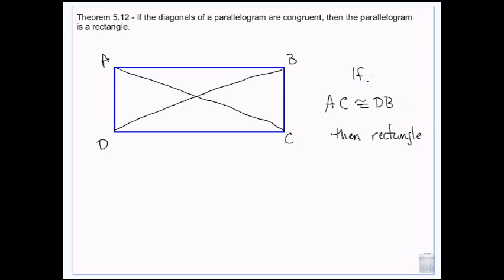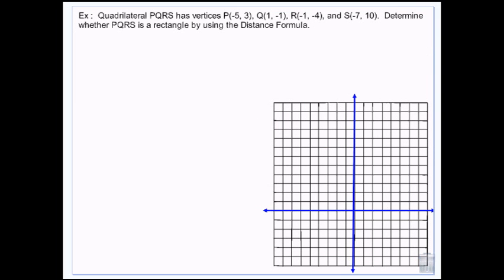So I'm going to put in some axes. P, Q, R, S. Okay, so P is negative 5, 3. Q is 1, negative 1. R is negative 1, negative 4. S is negative 7, 10.